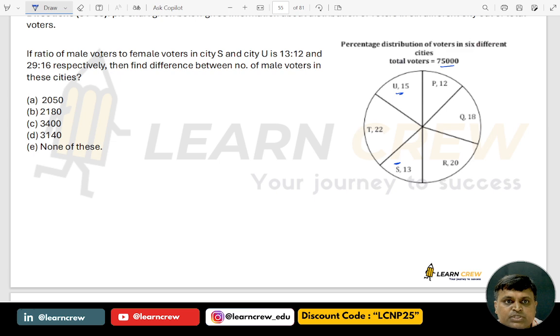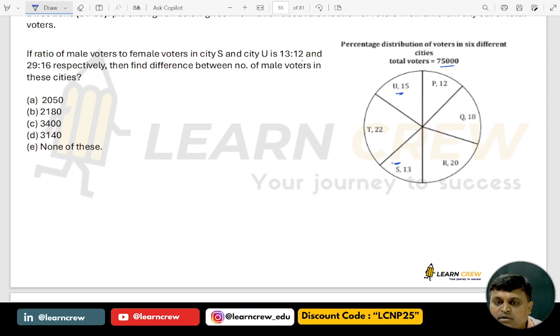So please see the ratio of the male to female voters in S and U are 13:12. And for U it is 29:16. So 45 parts. So now find the difference between number of male voters and number of female voters. So how much you are going to get here? So what is 13% here? Please find out. What is the value?